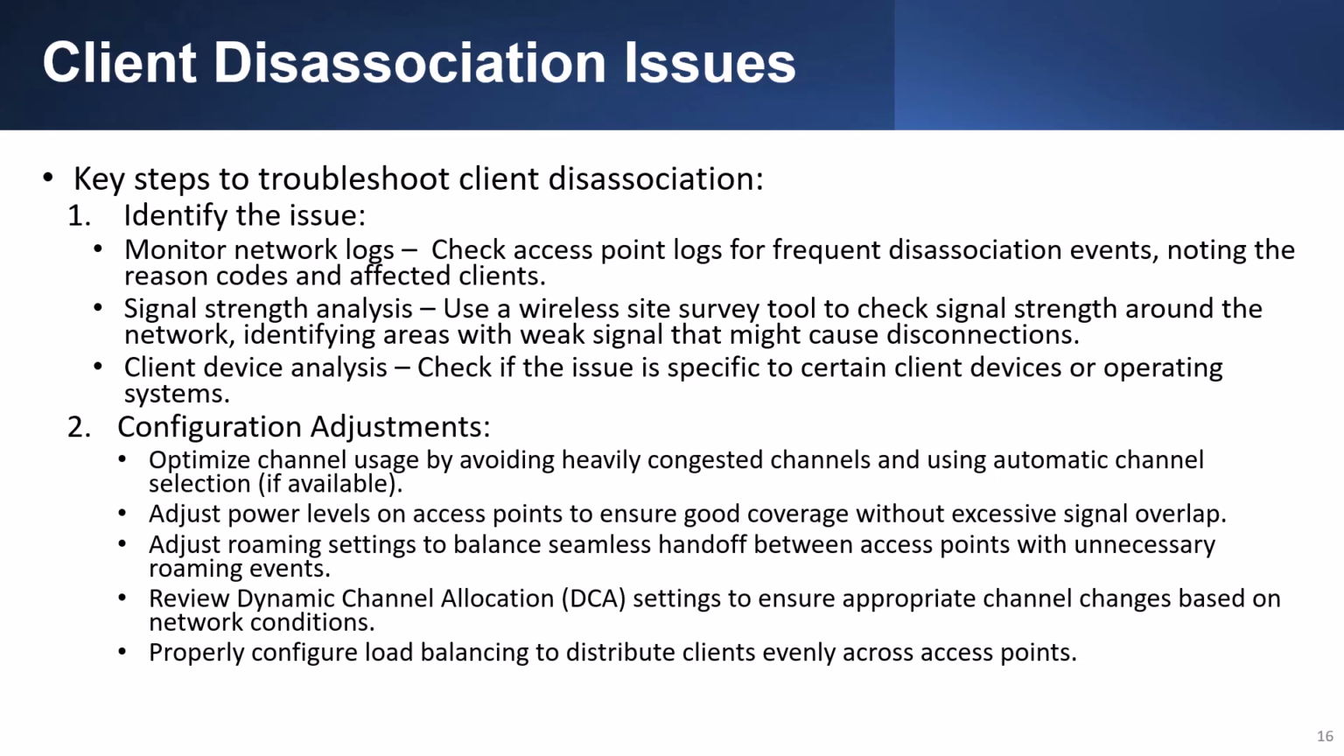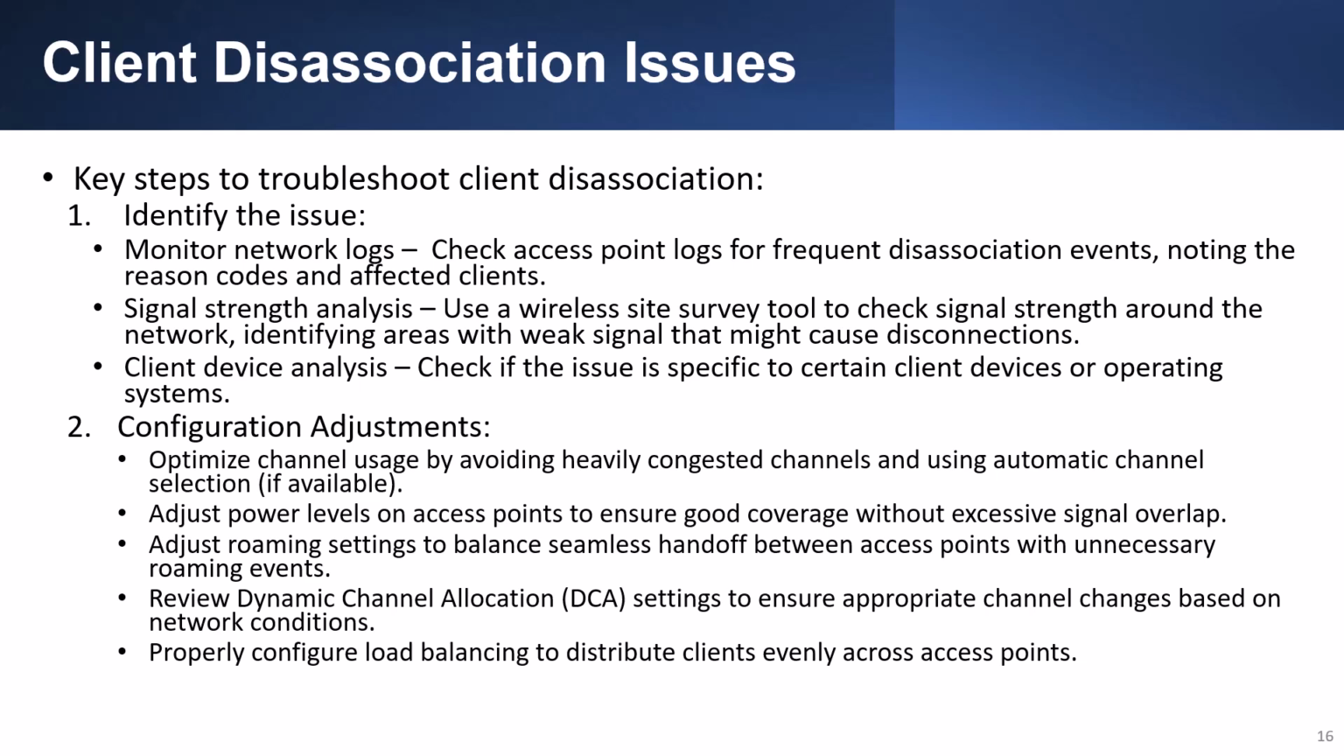Key steps to troubleshoot client disassociation include: 1. Identify the issue. Monitor network logs by checking access point logs for frequent disassociation events, noting the reason codes and affected clients. Signal strength analysis, which uses a wireless site survey tool to check signal strength around the network, identifying areas with weak signal that might cause disconnections. And client device analysis, which checks if an issue is specific to a certain client device or operating system.